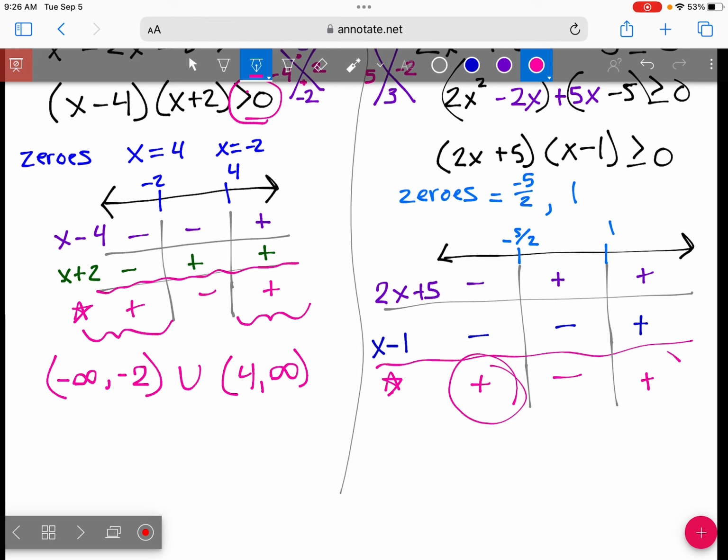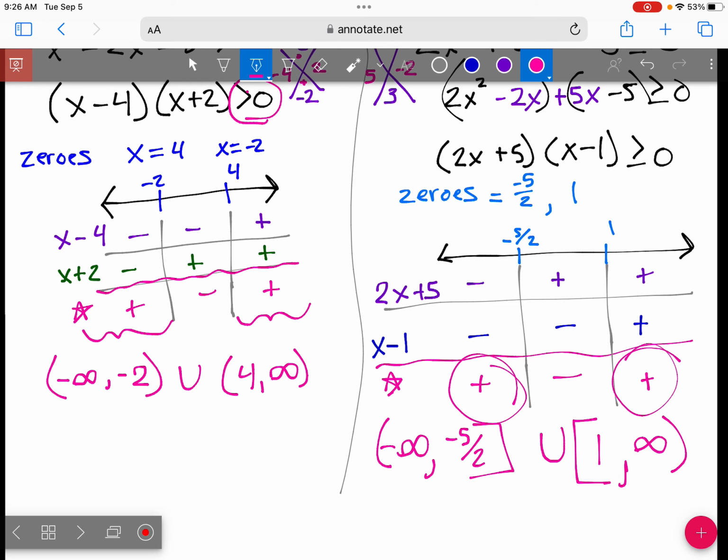So this is our solution and this is our solution. Are our end pieces included? Oh, yes. So we can go from negative infinity, which always has a parenthesis because infinity is an idea, to negative 5/2 included, bracket, union with, bracket, 1 to infinity, parenthesis.